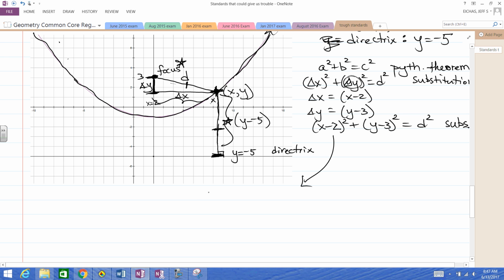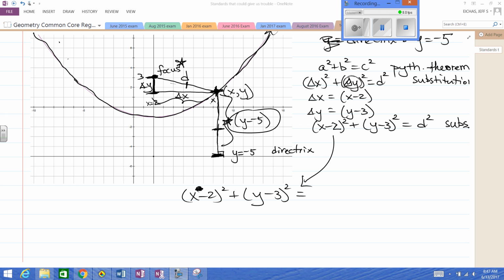So let's come down here. I'm going to need a lot of room to work with this. Sorry. It's x minus 2 squared plus y minus 3 squared. And what we're going to do is take that y, it's really y plus 5. Y minus negative 5 is going to replace d squared. So it's y plus 5 squared.